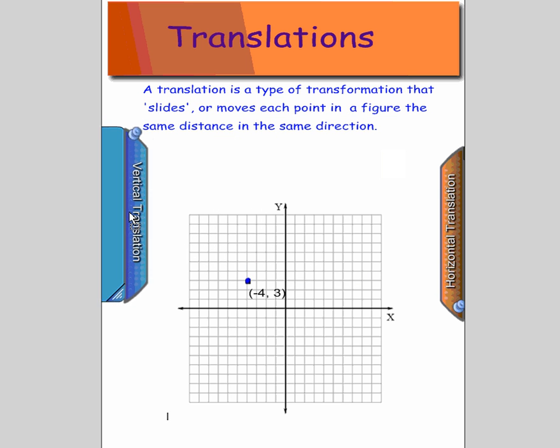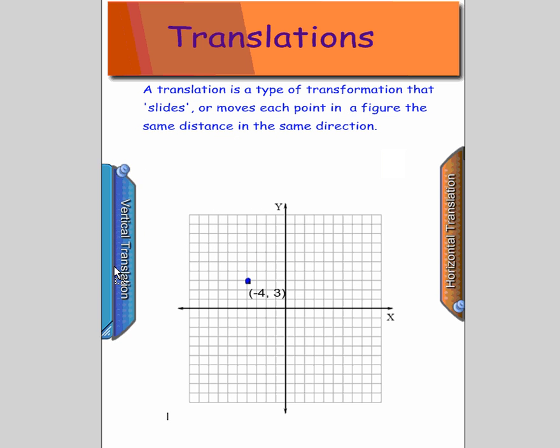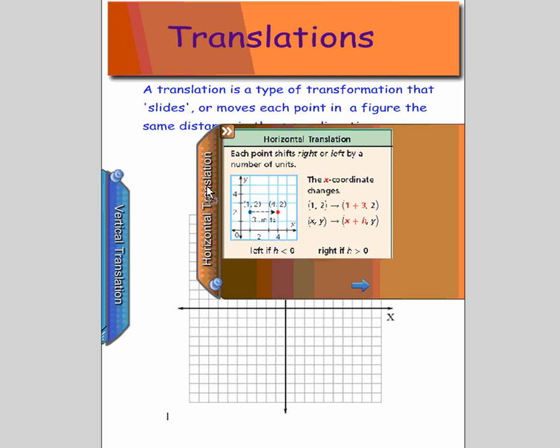So for example, if we look at that in our coordinate plane here, we have the coordinate -4, 3. We're just looking at one point. If we take that point, we can actually move it up or we can move it down. That would be considered a vertical translation. And then you also have your horizontal translation.